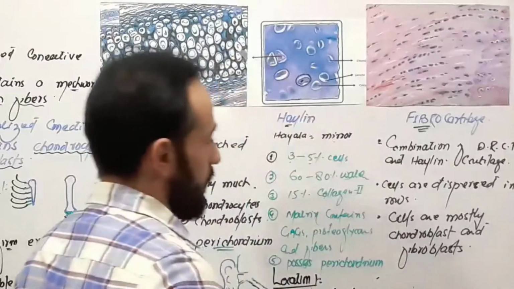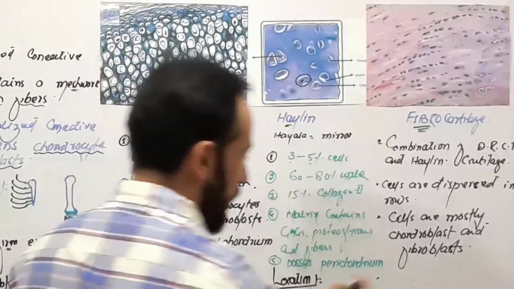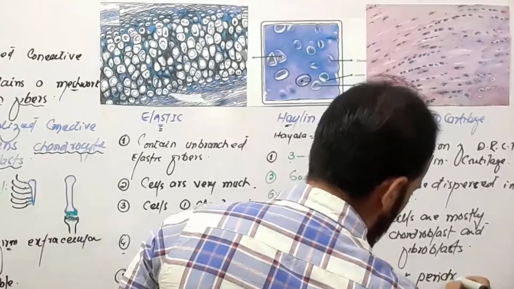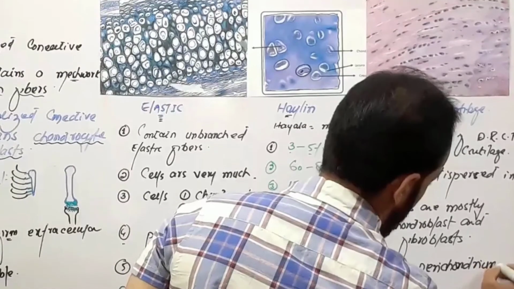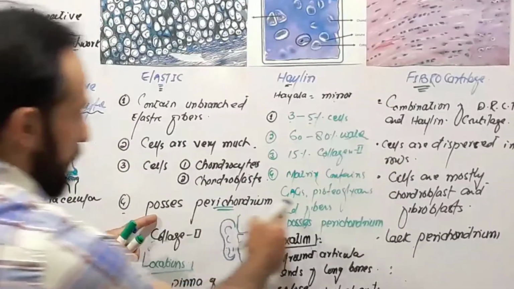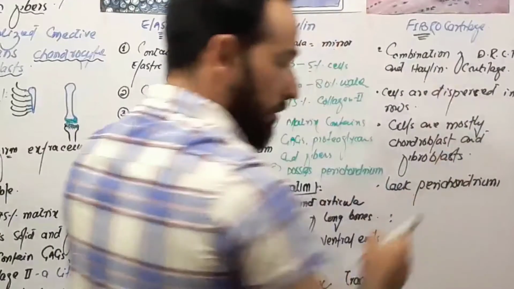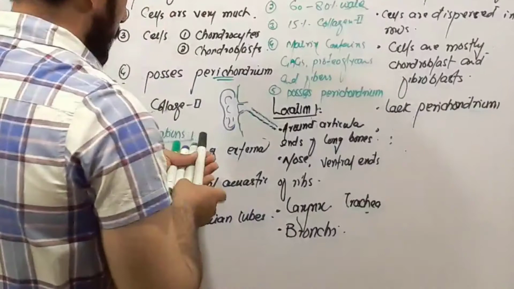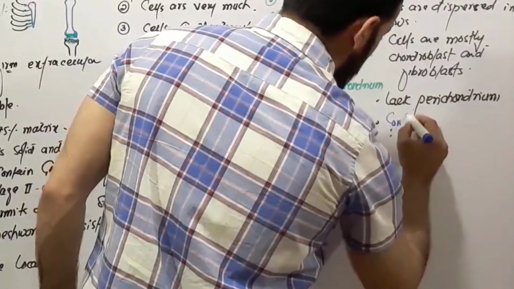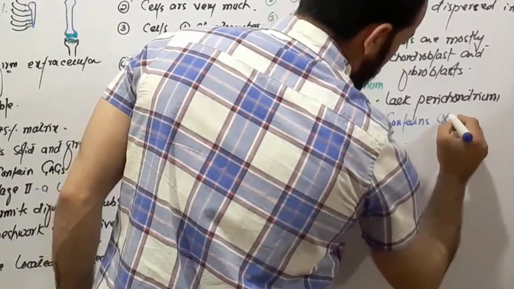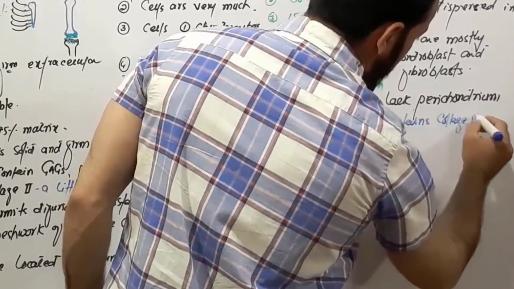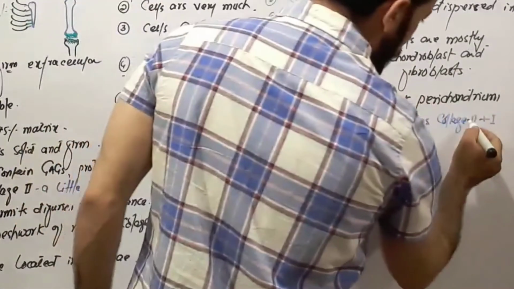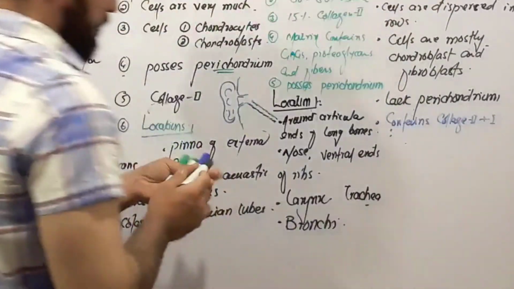Then the next important point about fibrocartilage is that they lack perichondrium. Now look at the difference between the three. Possesses perichondrium, it also possesses perichondrium, it lacks perichondrium, right. Then the next important point about this type of cartilage is that it contains collagen, mostly type 2 but a little bit of type 1 also. Mostly type 2 collagen but a little bit type 1 also, right friends.